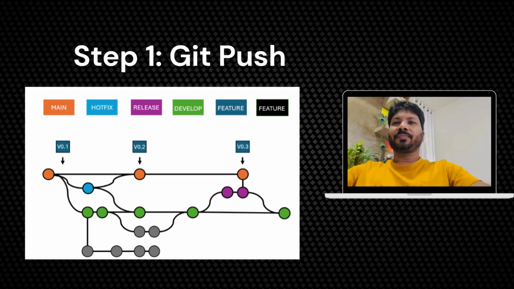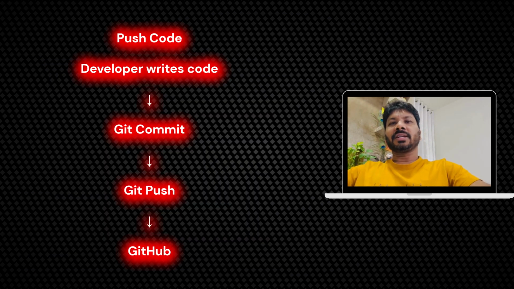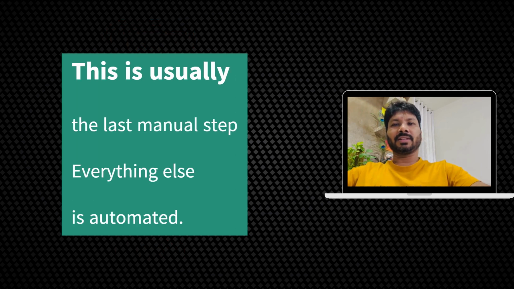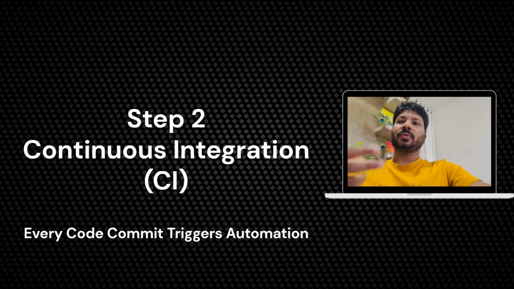Step number 1. Git push. The journey starts with one simple action. The developer finishes coding and pushes the code to GitHub. That's it. Believe it or not, that is usually the last manual step. Everything else happens automatically.